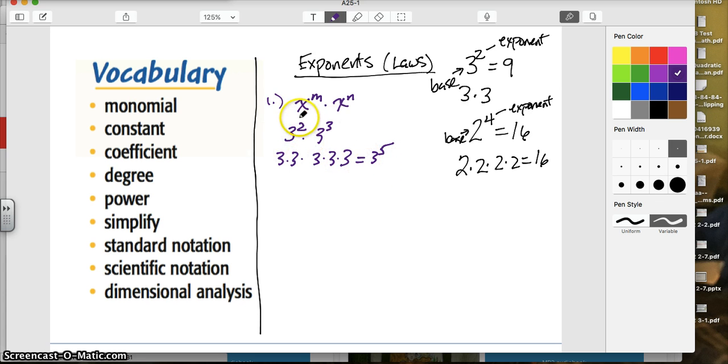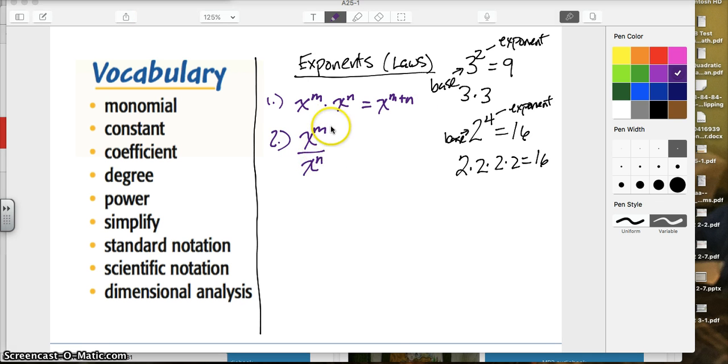The question is, what did I do with 2 and 3 to get the 5? Hopefully you see that I added it. So coming back to this general rule, if I have x to the m times x to the n, it would lead me to get x to the m plus n. That's rule number 1.